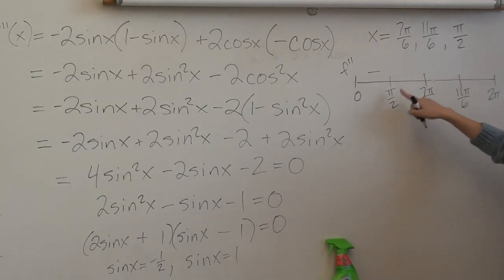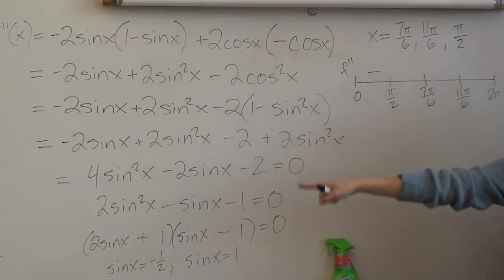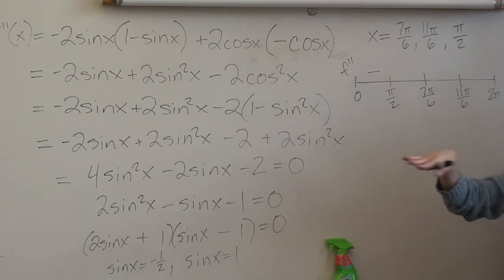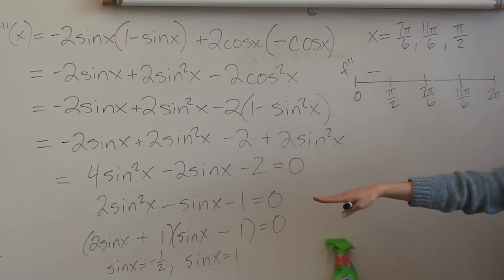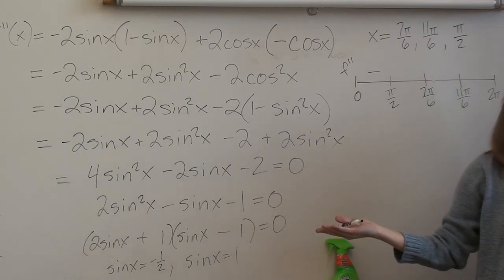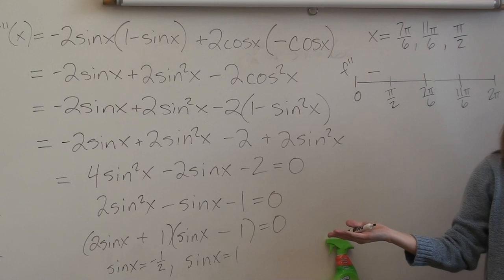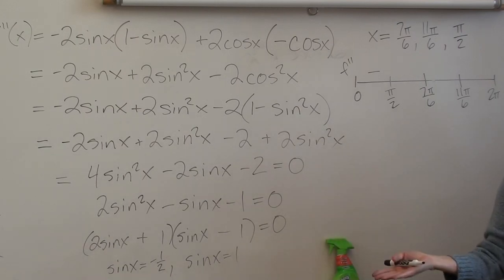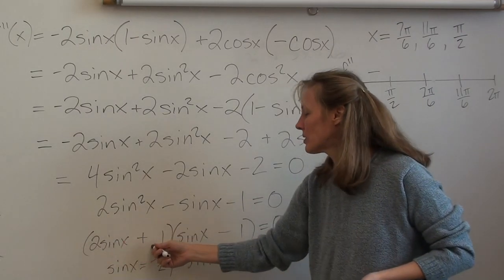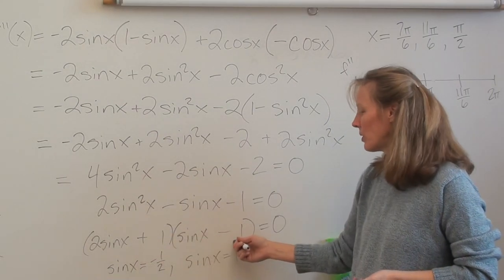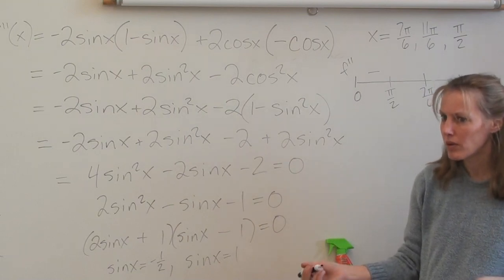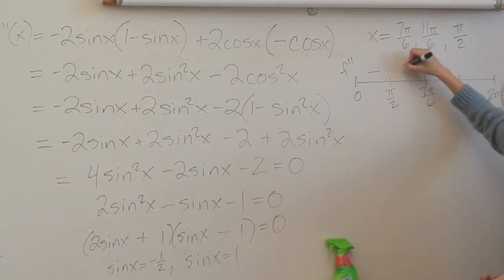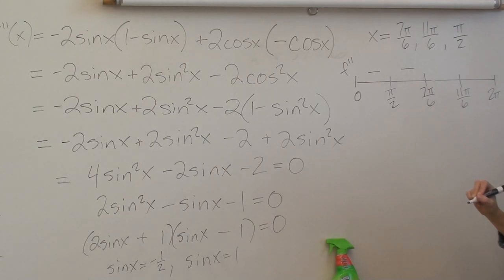Between pi halves and 7 pi over 6, what's the easiest angle to use for sine? Pi. Because what's the sine of pi? 0, right? So we get 0 plus 1, which is positive, 0 minus 1, which is negative. So it's negative. Whoa. Stuff like this, I'll make sure I didn't make a mistake somewhere.